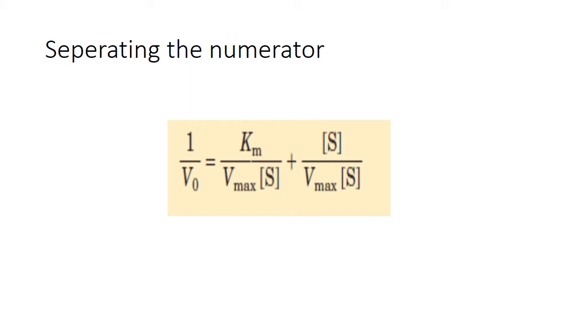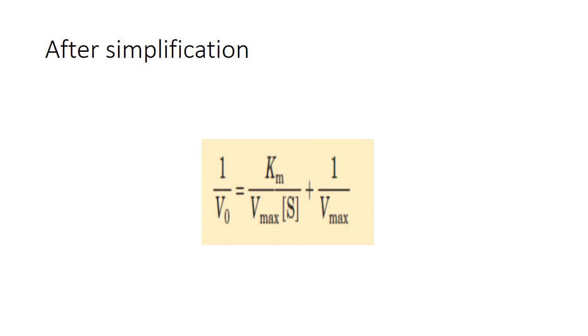Okay, so let us give it a number. This is your second equation. The first was the original equation, right? So this is the second equation, and what we have done is just separated the numerator in the equation. After simplification of the second equation, you get the third equation, and in the third equation the substrate over here has been cancelled. Got it? 1 multiplied by substrate and Vmax multiplied by substrate was cancelled, and finally you arrive at this equation.